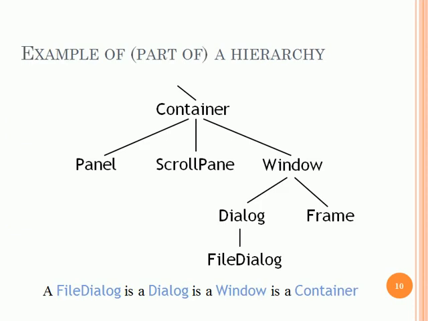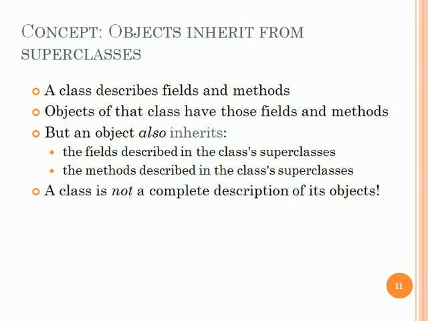So here we are giving an example of a hierarchy. This contains container, panel, scroll pane, window. Again it is subdivided into dialog and frame. Again dialog is subdivided into file dialog. So here file dialog is a dialog. Again it is a window, which comes under container. So this is like a tree-like structure. So here classes are divided like this.